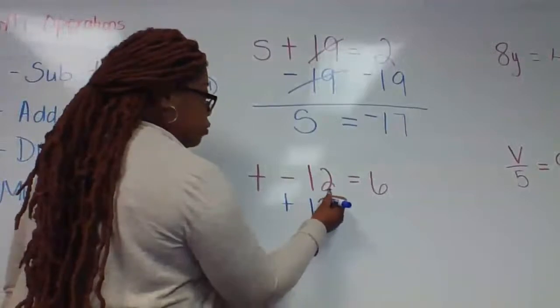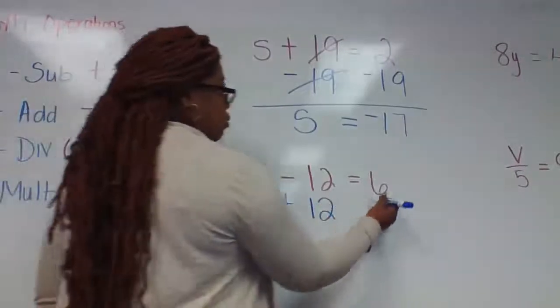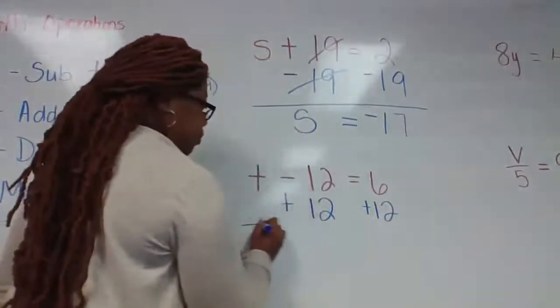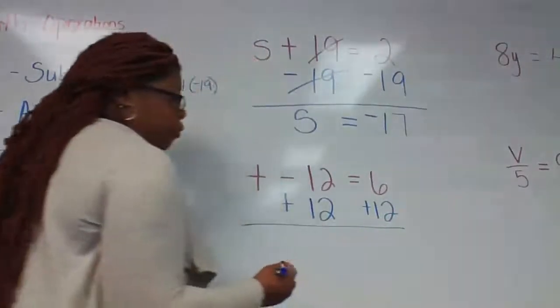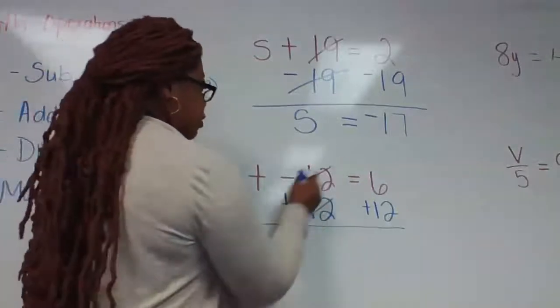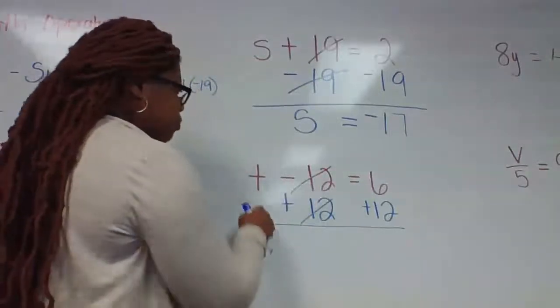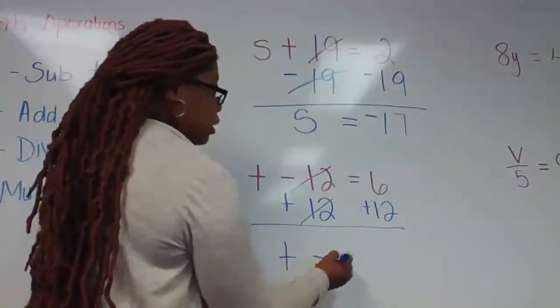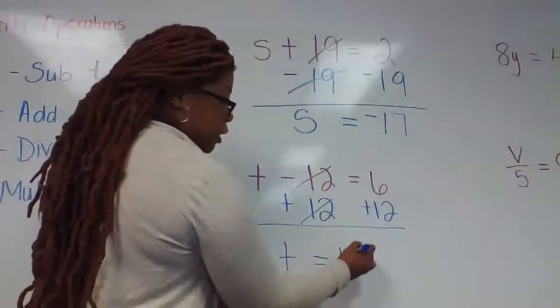And remember, what we do on this side of the equal sign, we also do on the other side of the equal sign. Here's our additive inverse. We cancel culture right there. So those go away. And t equals 6 plus 12 is 18.